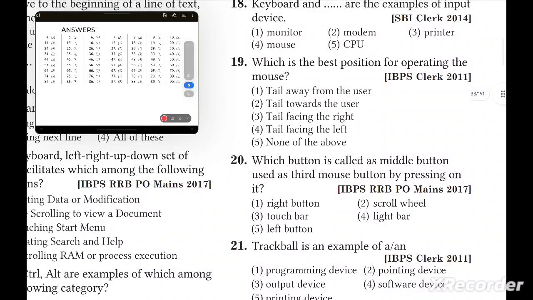Next, which is the best position for operating the mouse? First, tail away from the user. Second, tail towards the user. Third, tail facing the right. Fourth, tail facing the left. Fifth, none of the above. The correct answer is second, tail towards the user.